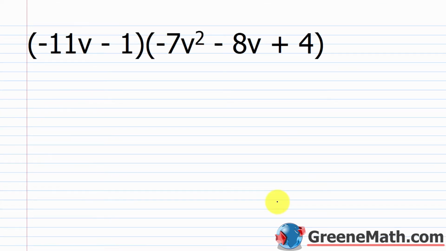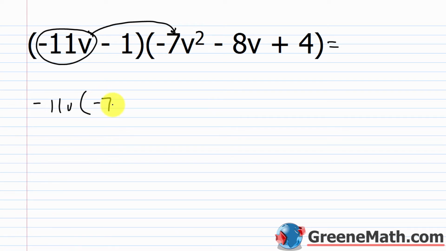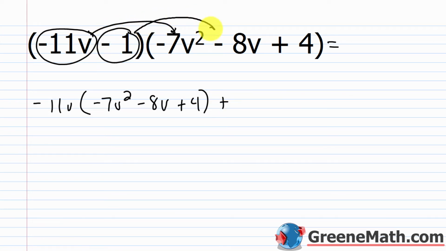All right, for the next one, I have negative 11v minus 1. And we're multiplying this by negative 7v squared minus 8v plus 4. So again, I'm going to take each term of the first polynomial and multiply by each and every term of the second polynomial. So I'm going to take this negative 11v, multiply it by this guy. So negative 11v times, you have negative 7v squared minus 8v plus 4. And then plus, next I'm going to take negative 1 and multiply it by this guy as well. So plus negative 1 times negative 7v squared minus 8v plus 4.